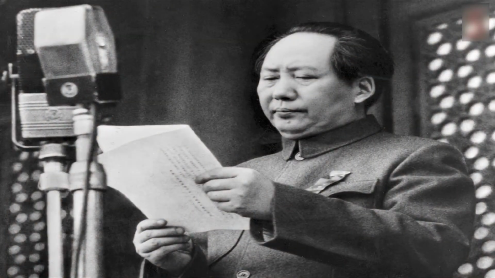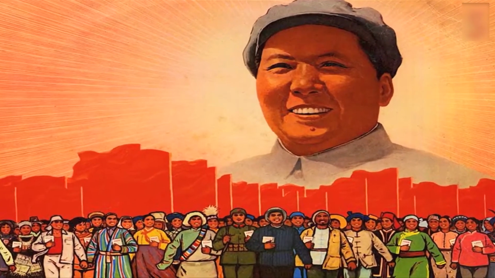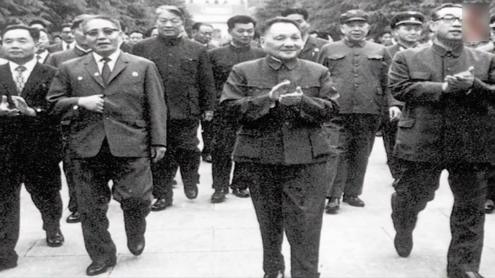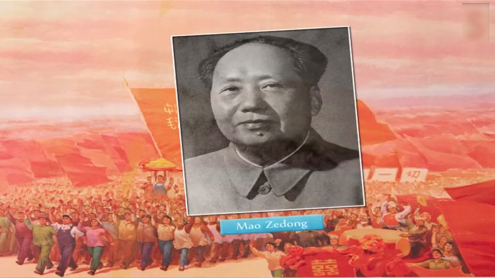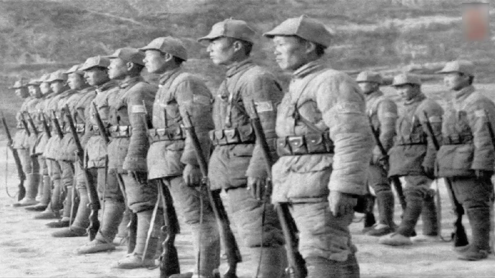Mao Zedong, who rose as a major CCP leader, took a new direction by forcing his revolutionary programs on the peasantry. The success of Mao Zedong made the CCP a powerful political force which eventually won against the Kuomintang. Students, the radical approach of Mao was seen in Jiangxi, a place where they camped between 1928 and 1934 to protect themselves from the attack of Kuomintang. A strong peasants' council or Soviet was organized, which was united through confiscation of land and its redistribution. The great leader Mao, unlike the other leaders, emphasized the need for an independent government and army.